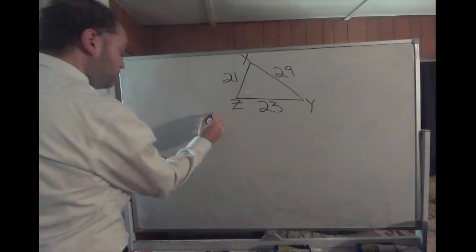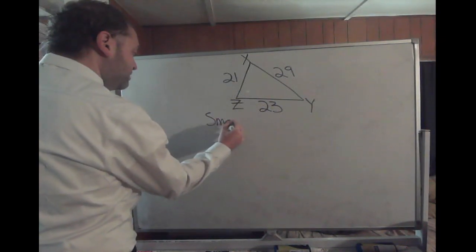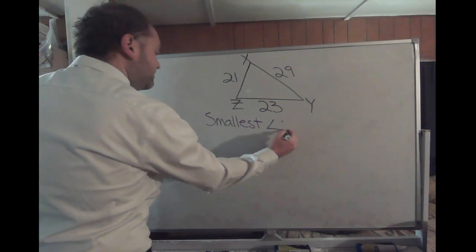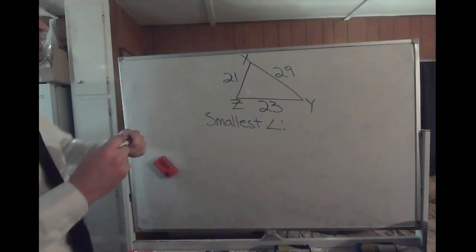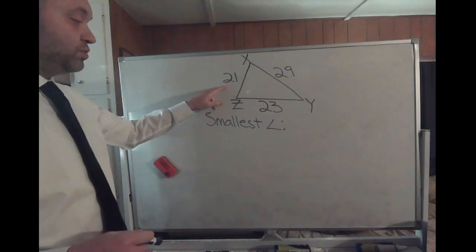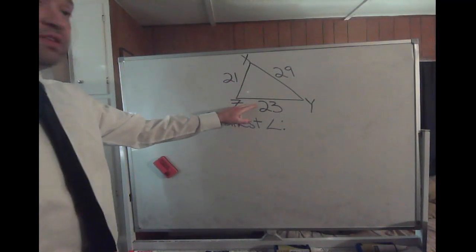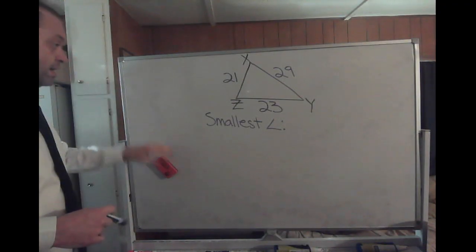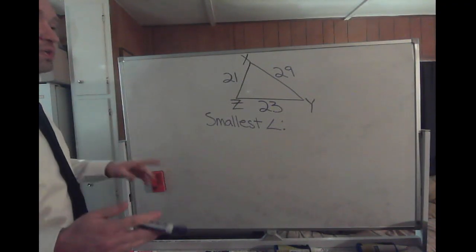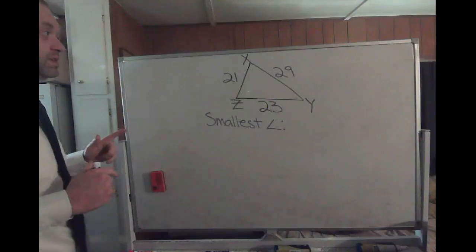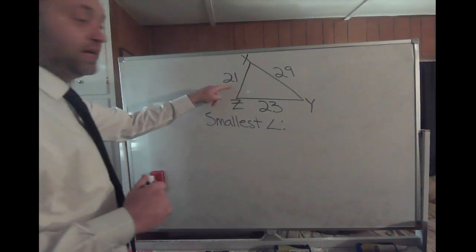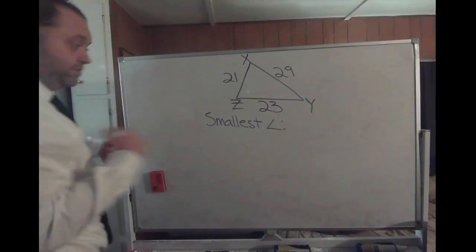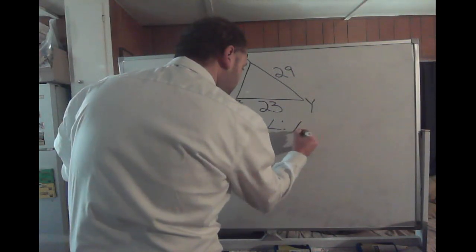Okay, so once again, let's find the smallest angle to start with. So you have triangle XZY, side XZ has a length of 21, side ZY has a length of 23, then side XY has a length of 29. In order to find the smallest angle, let's first find the side with the smallest length. That's going to be XZ with a length of 21. The angle opposite that is angle Y, therefore angle Y is the smallest angle.